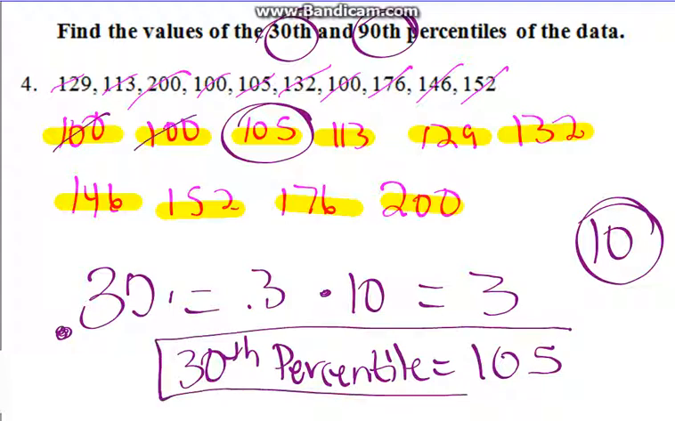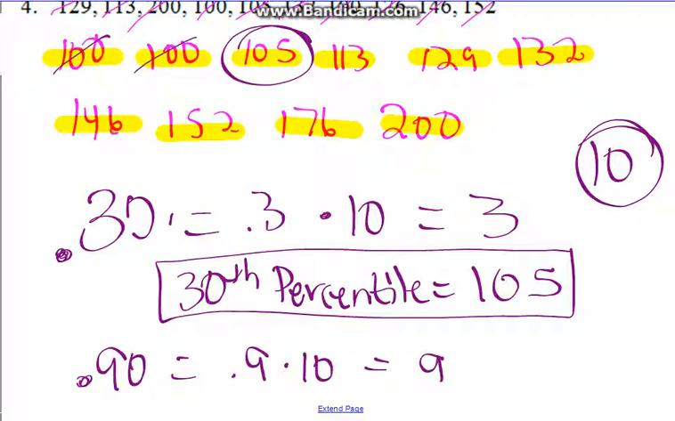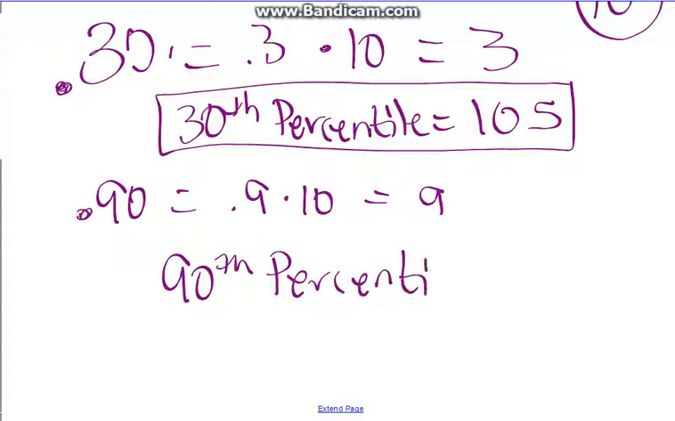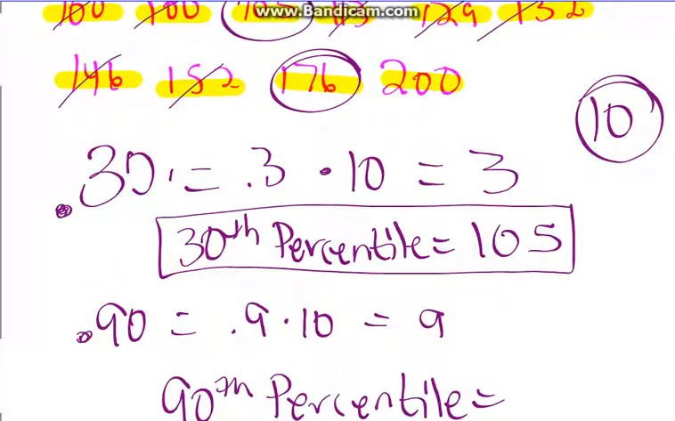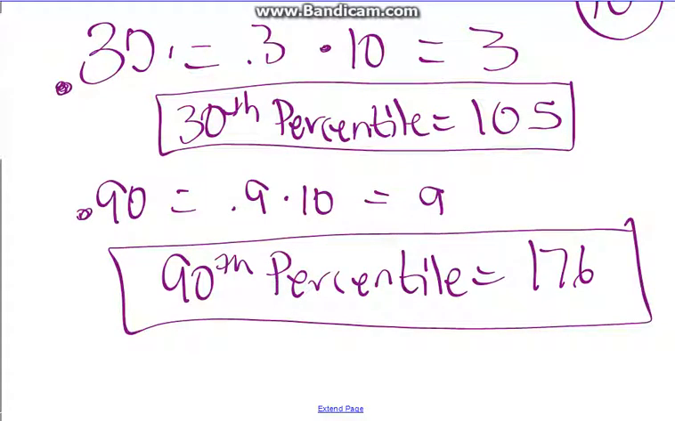So there's one answer. Now we're going to work the next one pretty much the same way. So 90th percentile is 0.90, which is equal to 0.9 times 10, which is equal to 9, which means our 9th item. So there was 3, 4, 5, 6, 7, 8, 9. So our 90th percentile is equal to, I forgot what it was, 176. And that's how you work those.